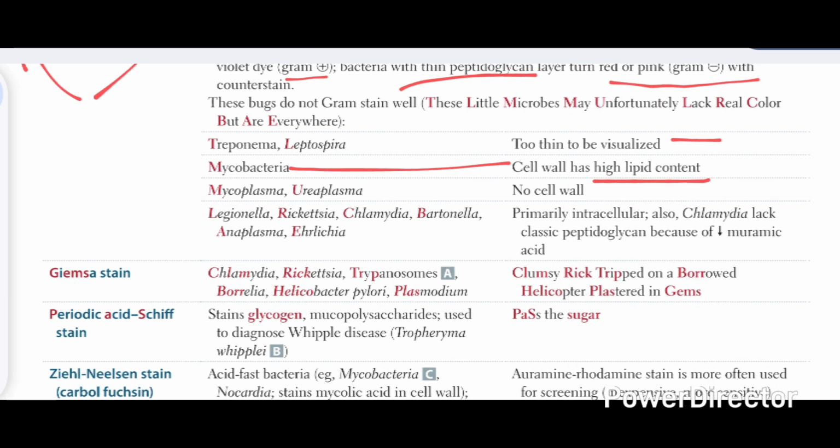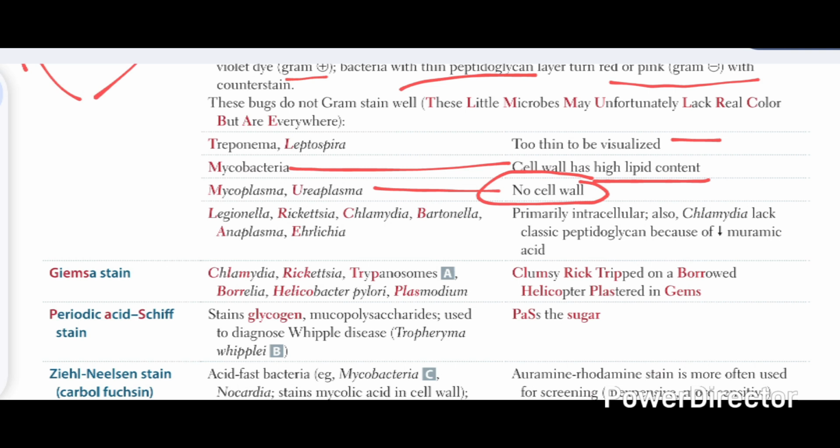Then there are Mycoplasma and Ureaplasma. Ureaplasma and Mycoplasma do not contain any cell wall. That is, these organisms lack the cell wall in which the peptidoglycan layer is present. So these organisms again do not stain well with gram staining.